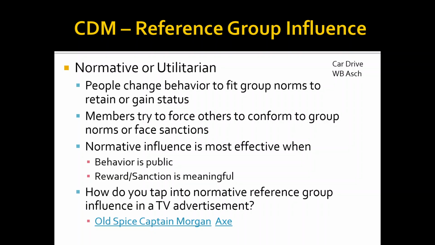So, much of grooming products and things like that, to do with how we look and how we're perceived, use this idea in their advertising. So we're going to look at 3 ads that do it, all right? Old Spice, Captain Morgan, and Axe. Here's the Old Spice ad, and actually, in the advertising industry, it won several awards.